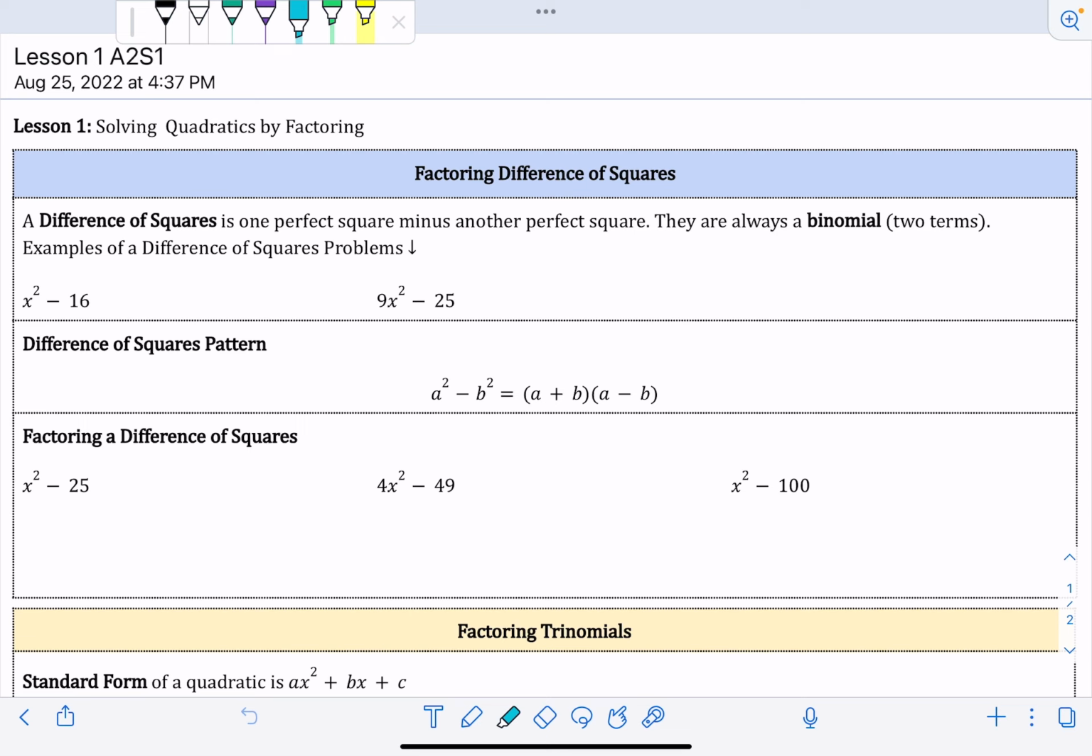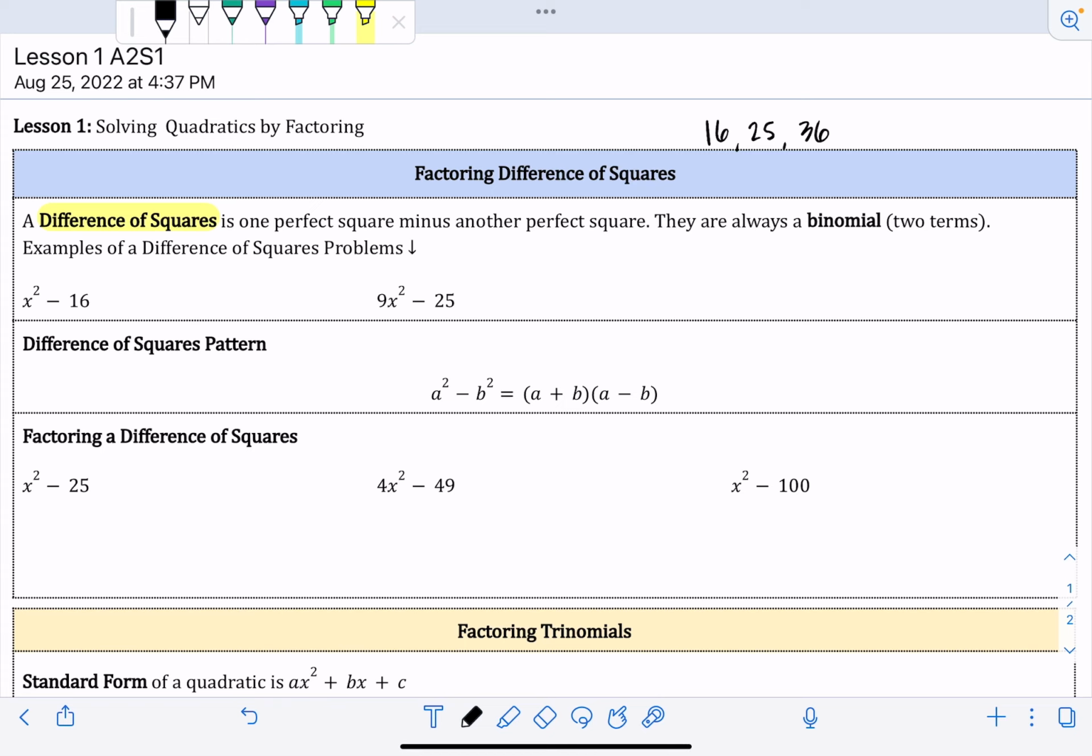Okay, so up at the top, factoring difference of squares. A difference of squares is one perfect square minus another perfect square, which perfect squares are numbers that you get from squaring other numbers. Like 16, because that's 4 squared, or 25, because that's 5 squared, or 36 even.